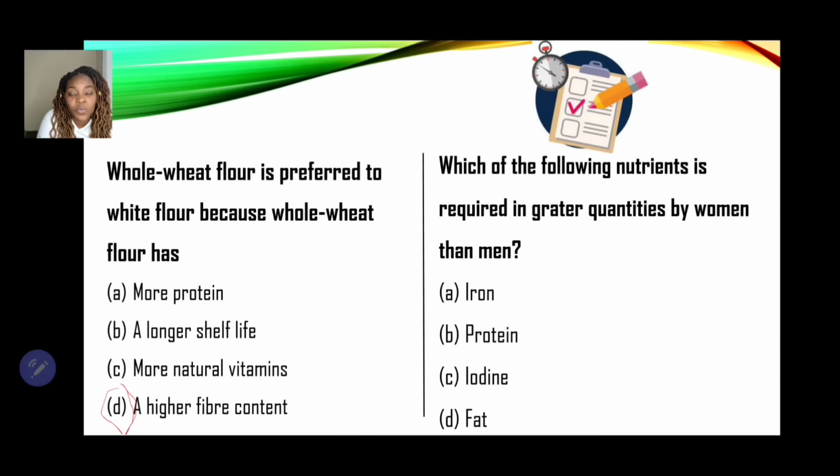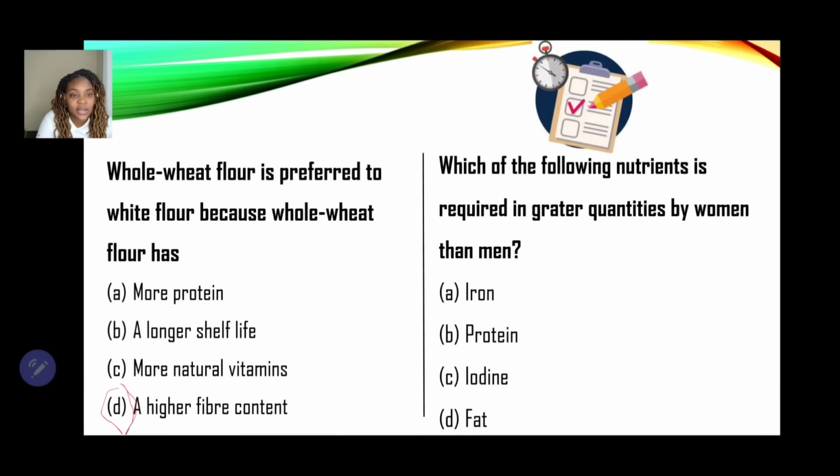Now, when we have whole wheat flour, that flour is made from the entire wheat kernel. As it relates to the white flour, only the endosperm is used to create that flour, so that is refined. Therefore, with the whole wheat flour, when the entire kernel is used, we get the bran, we get all parts of it, the whole wheat, and therefore that will have a higher fiber content. Good. The answer is D there, which means the whole wheat flour has a higher fiber content.